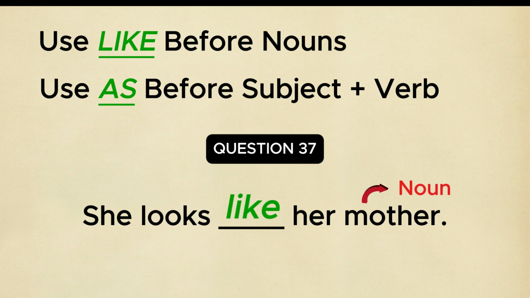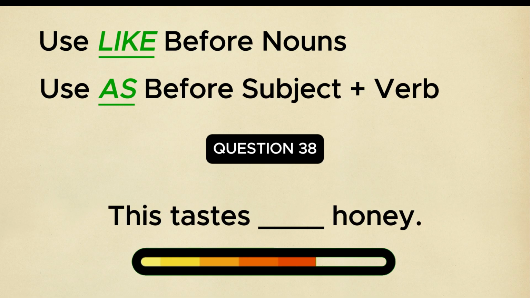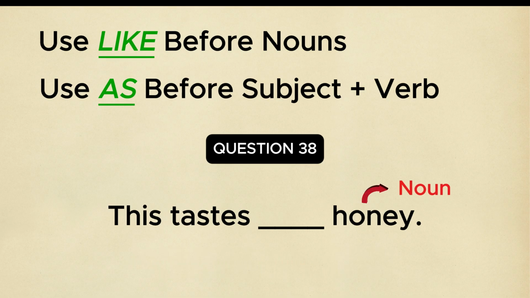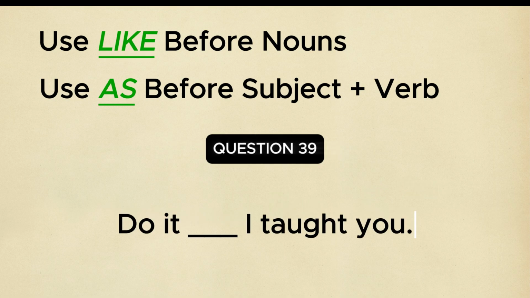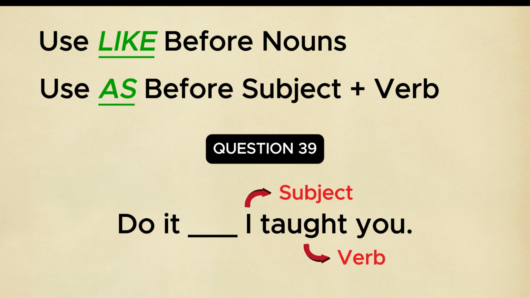38. This tastes blank honey. This is a noun. The answer is like. 39. Do it blank I taught you. This is a subject plus verb. The answer is as.